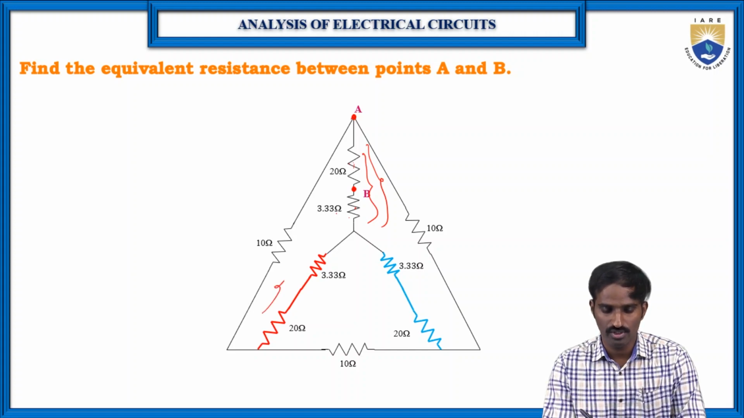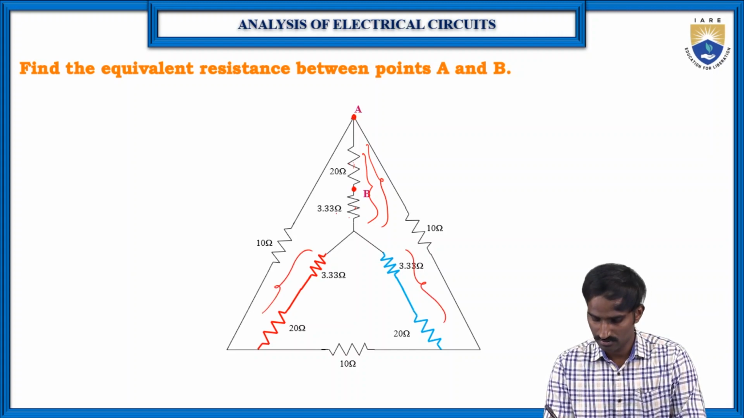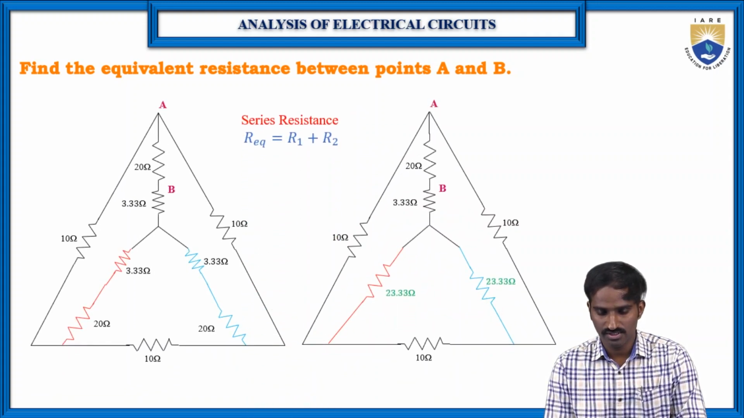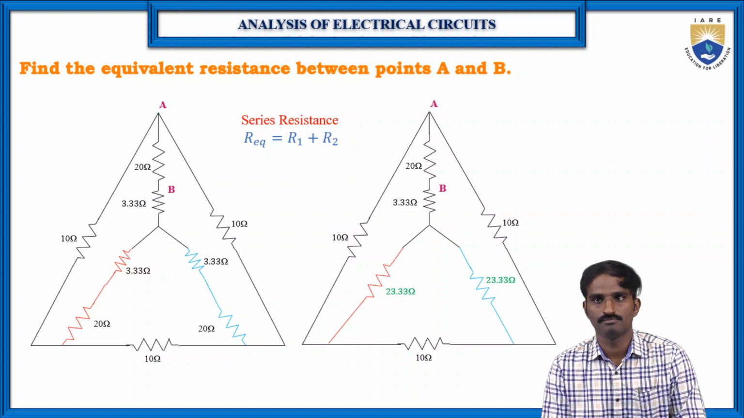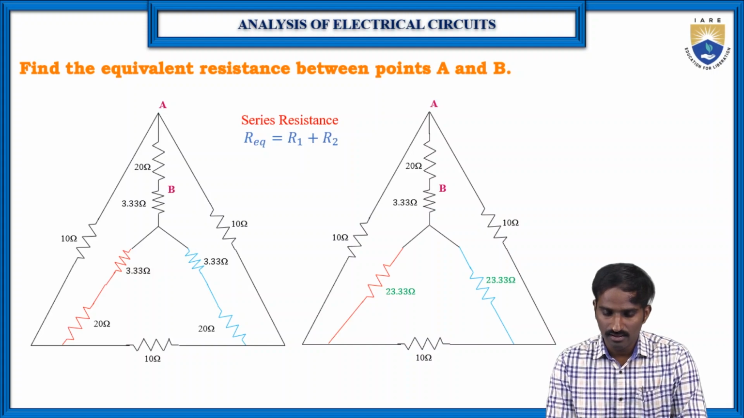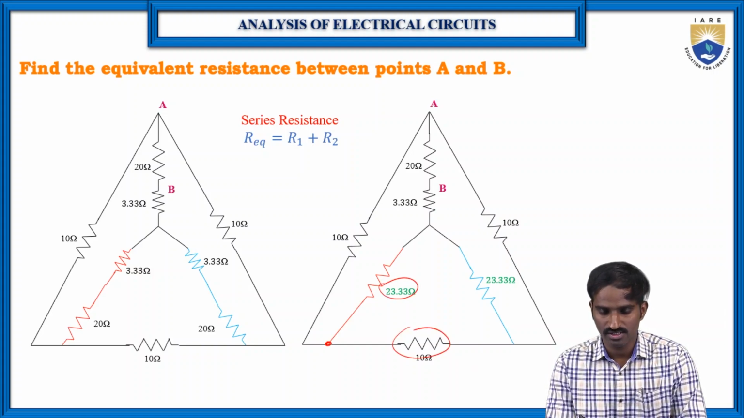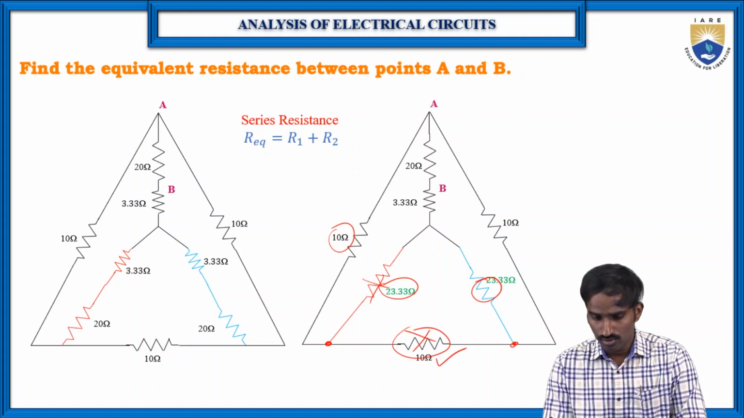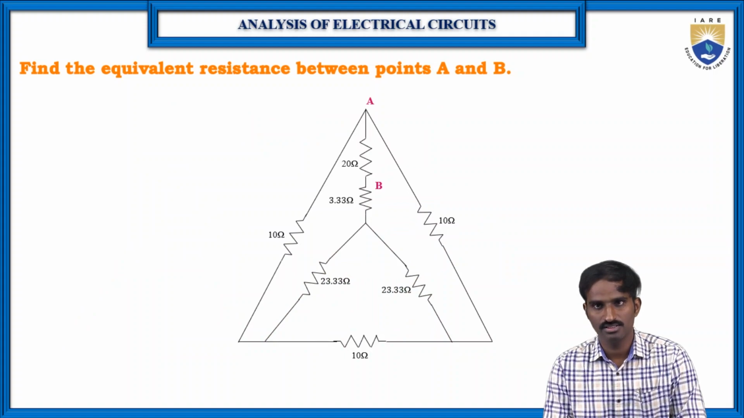Okay, so we are considering only these two, right? So then we have transformed into 23.3 and 23.3. Now again check. This resistor has one common node, but this common node is connected to 10 ohms, so we cannot define. Similarly, these two combinations also we cannot define because of one common node connected to 10. So now, after reducing the network, this is our final network.